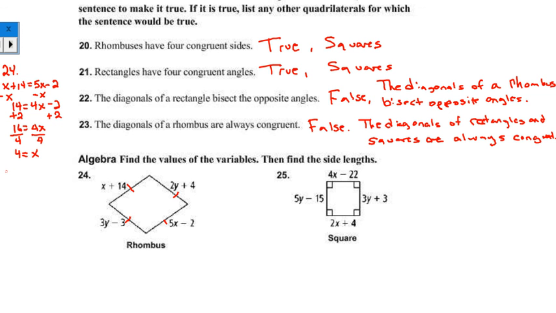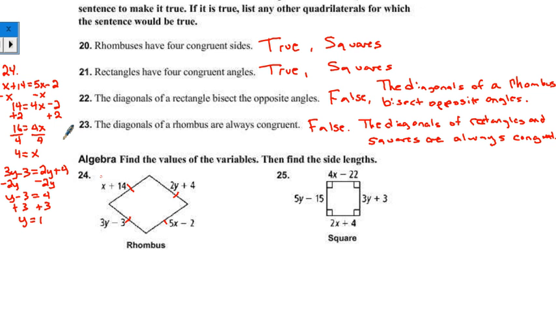Do the same thing for the y's. 3y minus 3 is equal to 2y plus 4. Minus 2y, that makes it y minus 3 equals 4. Plus 3, and y equals 7. Now guys, it doesn't matter which one you plug it back into. I'll show you. You can get the same answer either way. It's a rhombus. All four sides have to be the same.